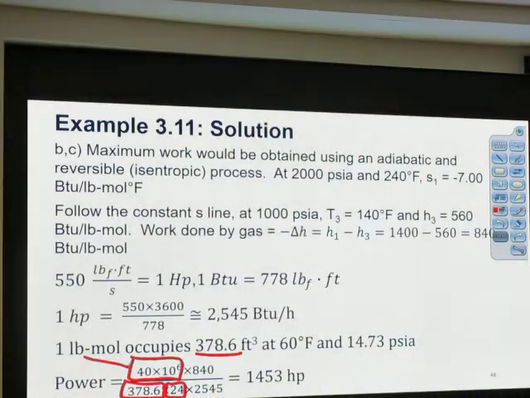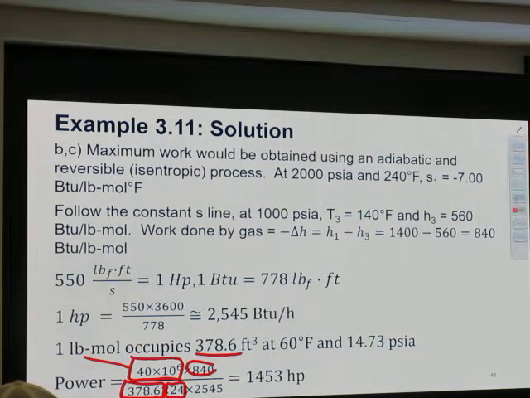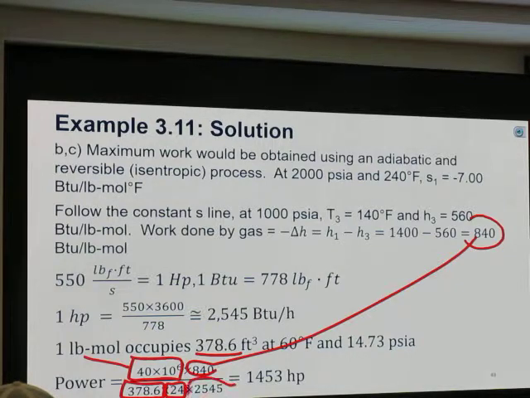So 840, this one is from the enthalpy difference. Okay, for 2,545, that's from here. Review it. So eventually I can get the maximum horsepower that much. So this is the horsepower created by expansion of the gas.